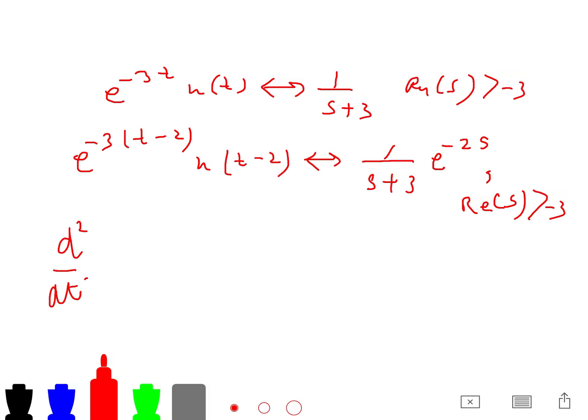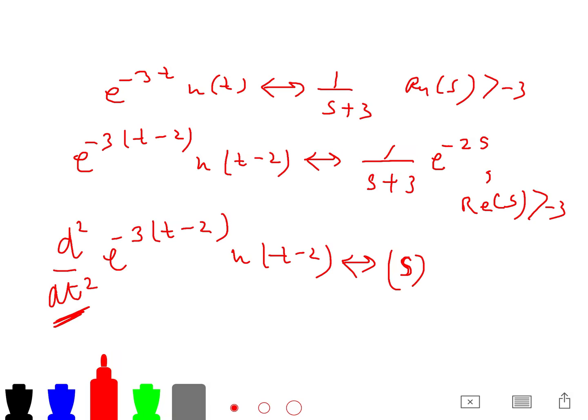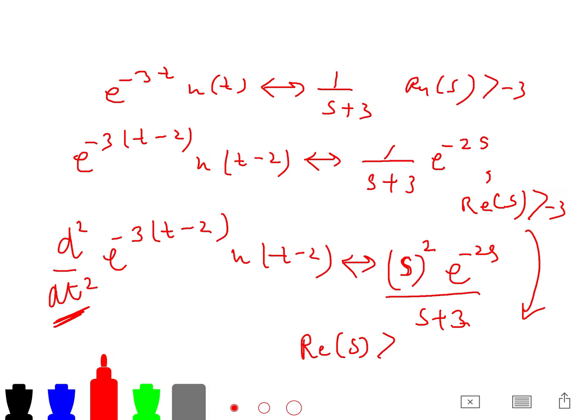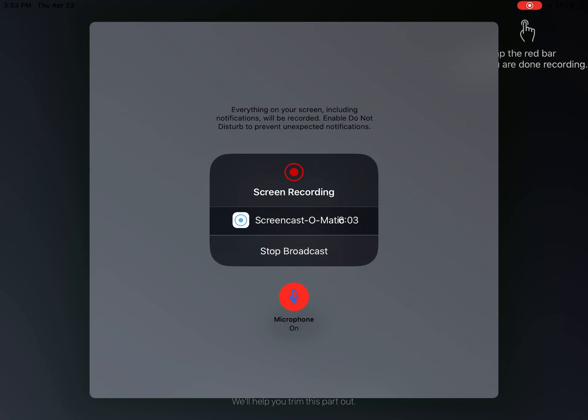Now when you apply differentiation in the time domain, means if you differentiate e to the power minus 3(t minus 2) u(t minus 2) twice, then there is a respective multiplication of s having the same degree as that of differentiation, right? So the differentiation degree is 2, so its degree will be 2 in the s domain. It will be s square e to the power minus 2s upon s plus 3, and there will also be no change in the ROC. It will remain real part of s greater than minus 3 according to the differentiation in time domain property. Okay, thank you so much.